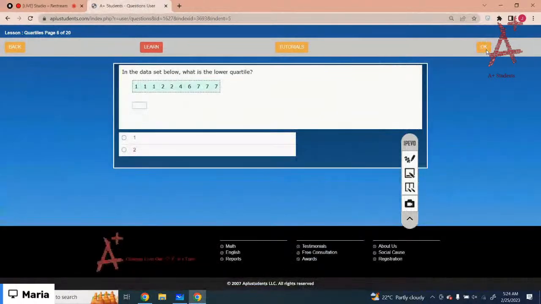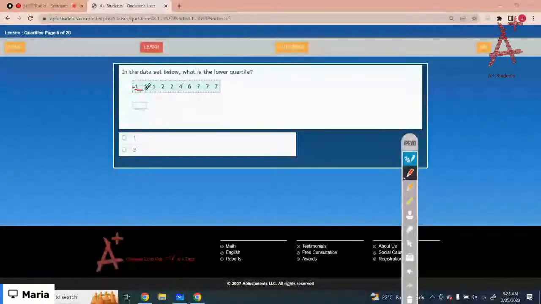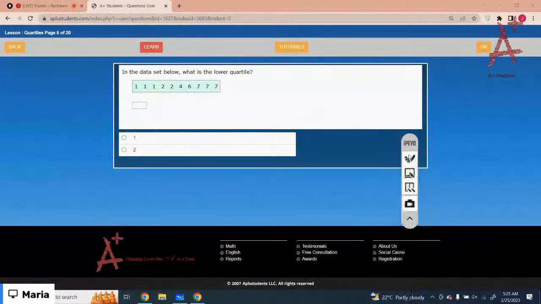Okay, in the dataset below, what is the lower quartile? 1, 2, 3, 4, 5, 6, 7, 8, 9, 10. It would be 1, 2, 3, 4, 5 in each half. Got it? So the lower quartile is 1. So just select the correct option. The lower quartile is 1.